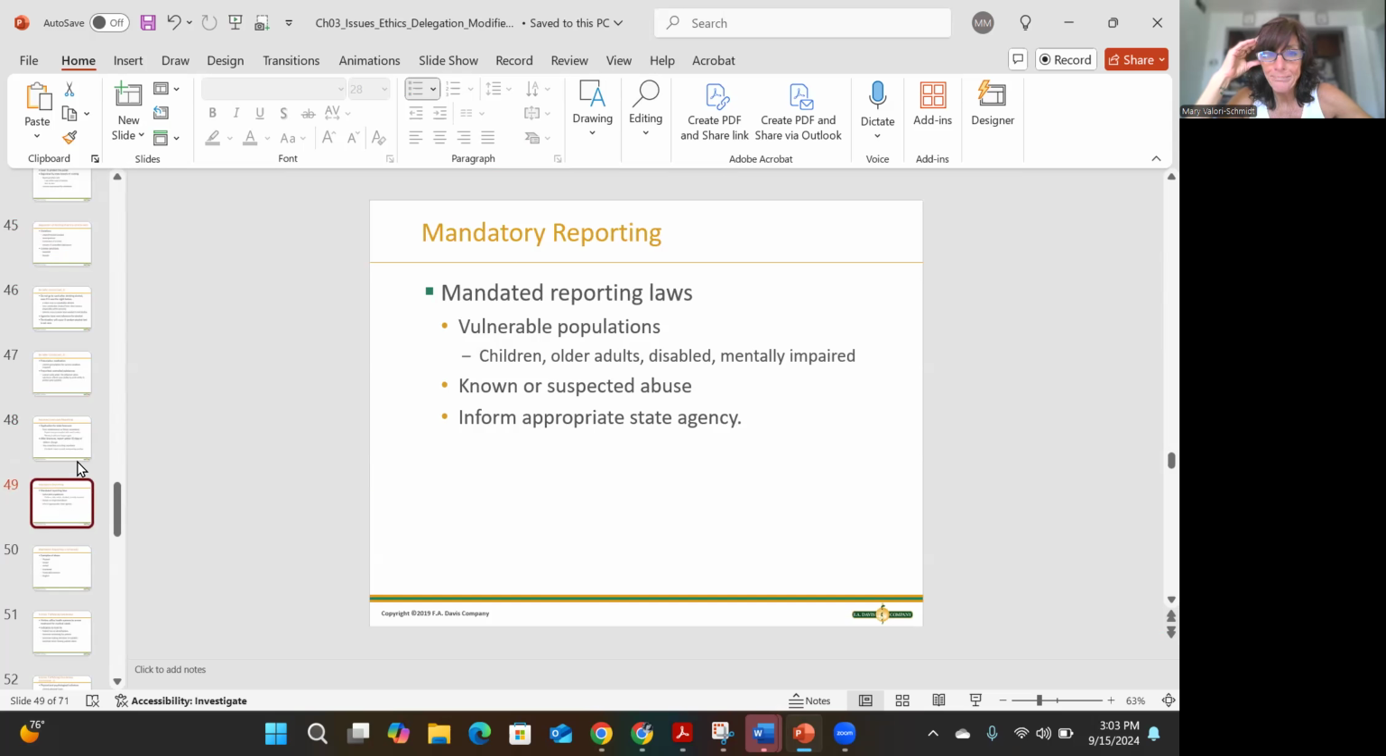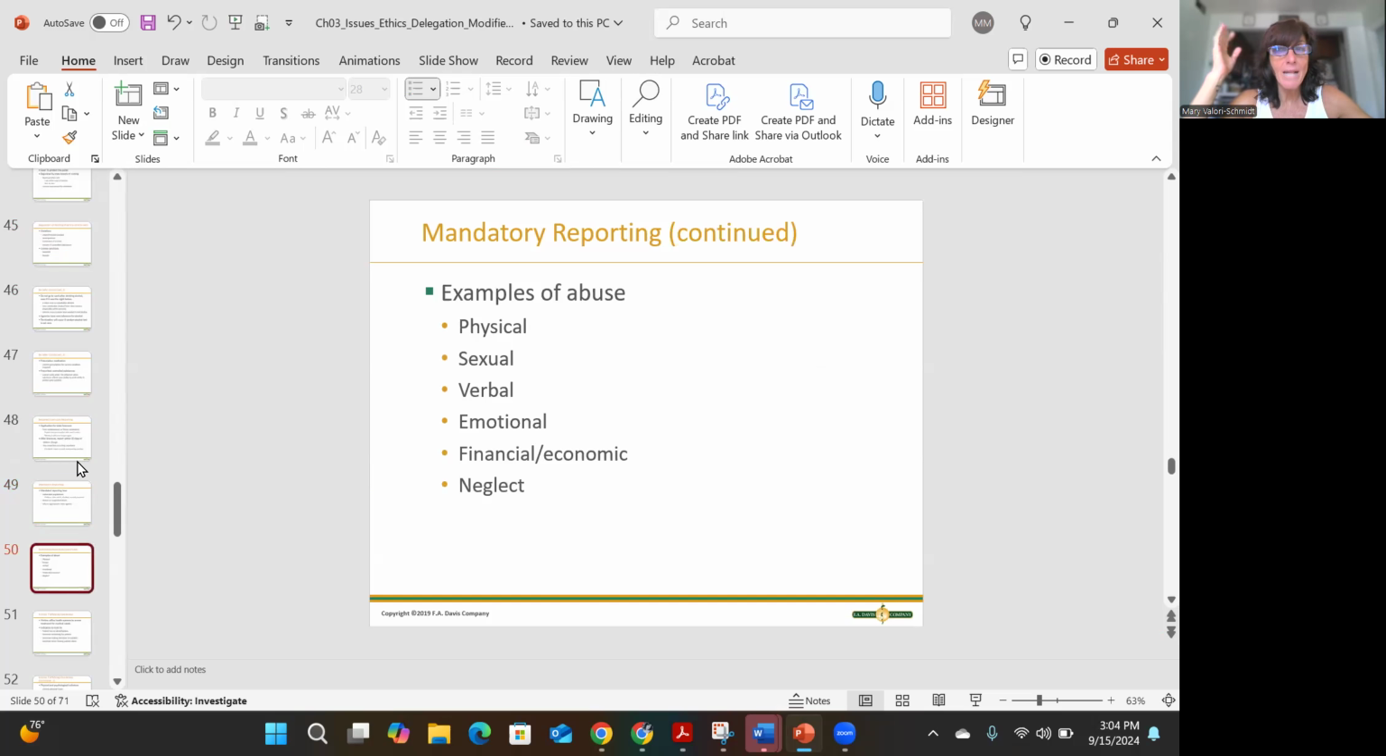Mandatory reporting. If you suspect abuse or that there's abuse going on, vulnerable populations are considered kids, older adults, the disabled, and the mentally impaired. It is your moral imperative to report it. You must. And there are lots of types of abuse. There's physical abuse, sexual abuse, verbal abuse, emotional abuse, financial or economic abuse, and then neglect, right?